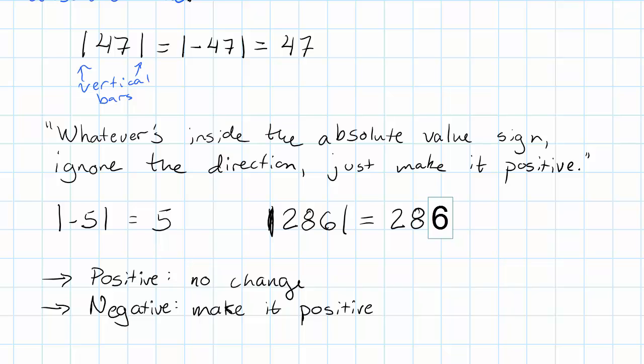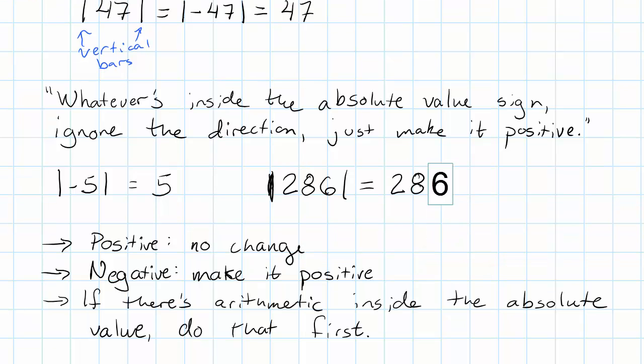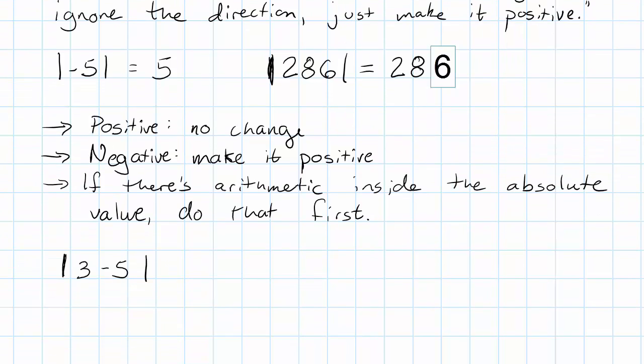One other thing to mention. If there's arithmetic inside the absolute value, do that first. So if we wanted to take, for example, the absolute value of 3 minus 5, well, we know how to understand 3 minus 5. Right? 3 minus 5 equals what? It means 5 plus what equals 3.